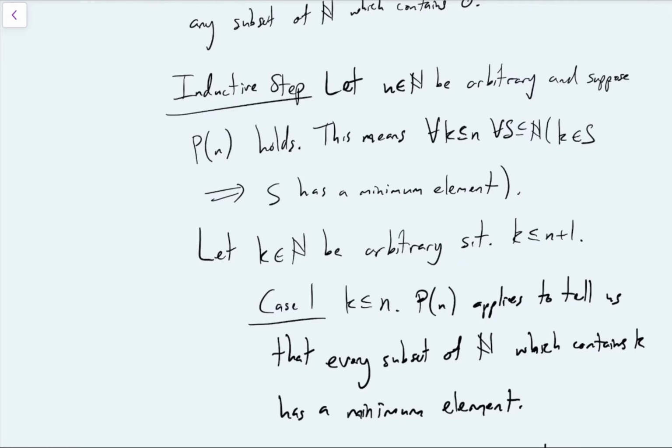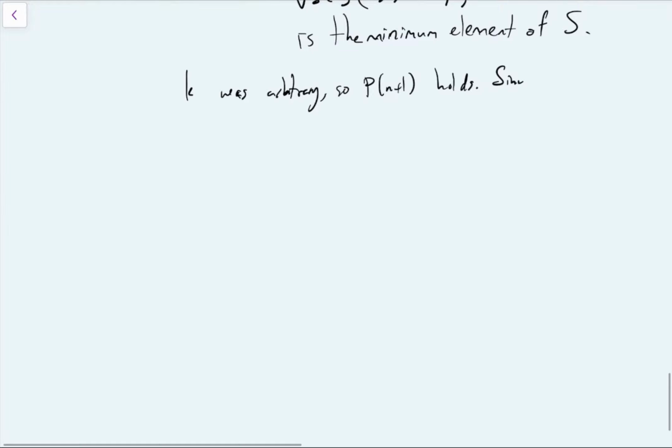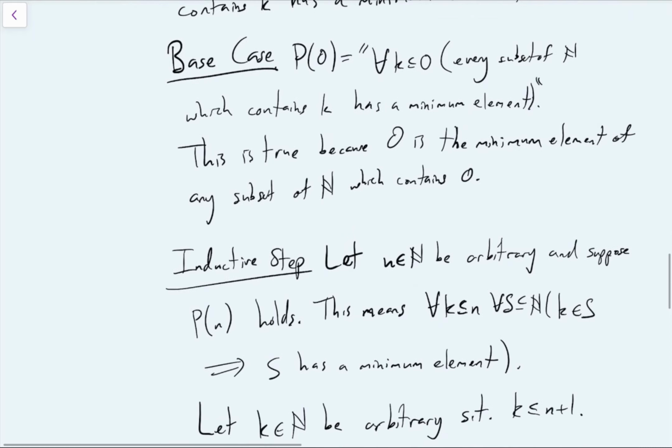And that was for any arbitrary n. So since little n was arbitrary, that completes the inductive step. All right, very good. So we did our base case, we did our inductive step.